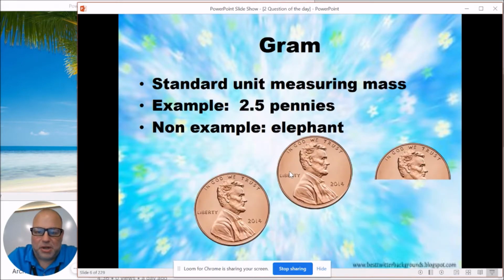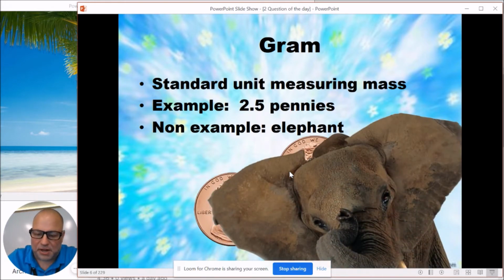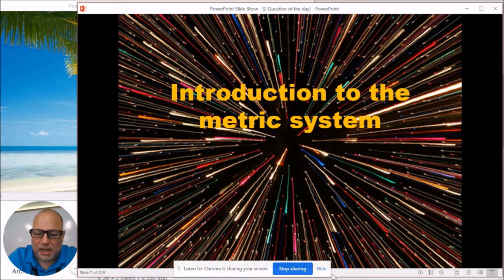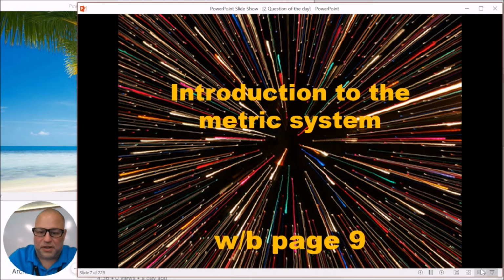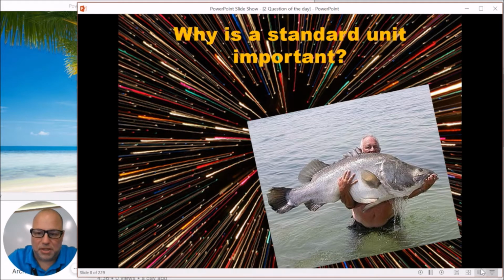There's also the gram, which is the way of measuring how heavy things are. 1 gram is about 2.5 pennies, roughly, the mass of it. So 1 gram is not very much for measuring things. It takes a lot of grams for an elephant. What else is there as far as the introduction to the metric system goes?